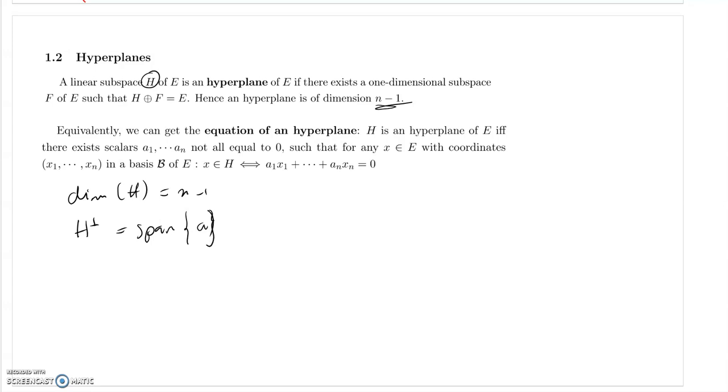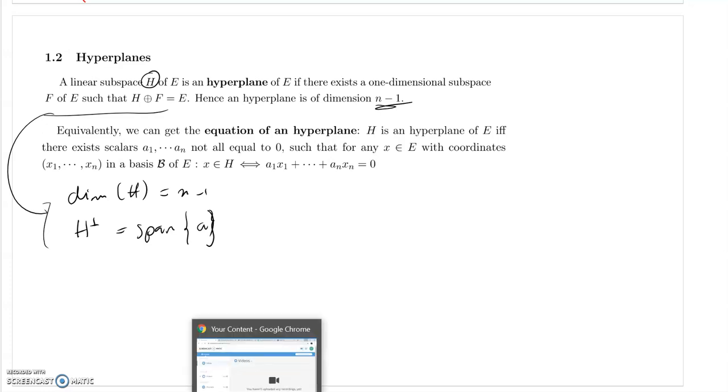So H orthogonal is the span of A, and we can show that there's an equivalence between that and this. You then get the Cartesian equation of the hyperplane, which is just all the x's that are orthogonal to that vector A, which is written like this. So if A is spanning the orthogonal of H, then you can get an equation of H by saying that it's this one.